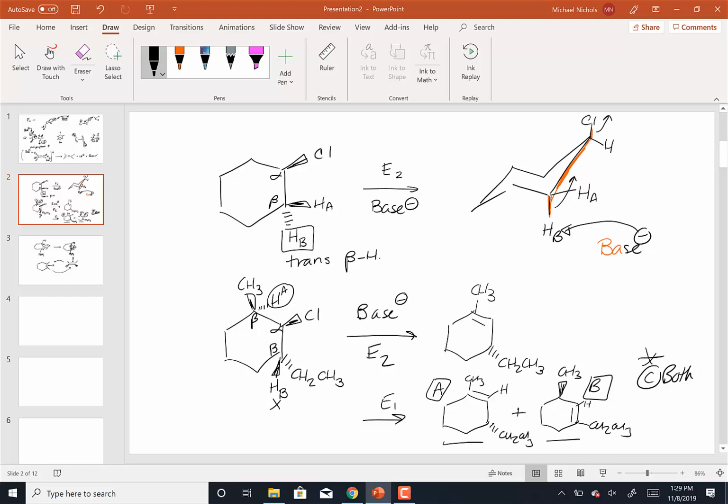So, E1, no stereochemistry restriction on the beta hydrogen. E2, yes. So that means as I'm looking at the major product of this reaction, the first step is identify the beta hydrogens. The second step is what are the possible products? In E1, you find a beta hydrogen, you're going to get a product. In E2, got to be a little bit more discriminating that the hydrogen is actually trans to the leaving group.